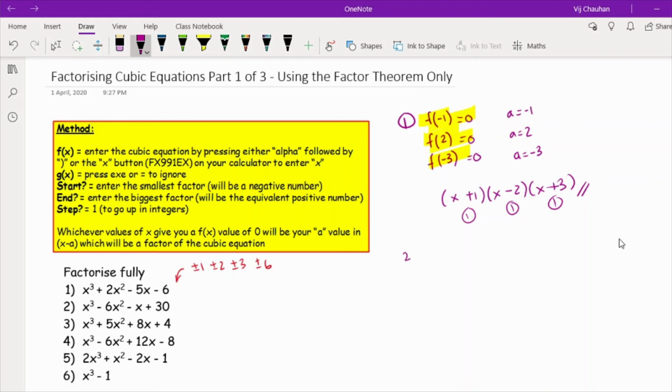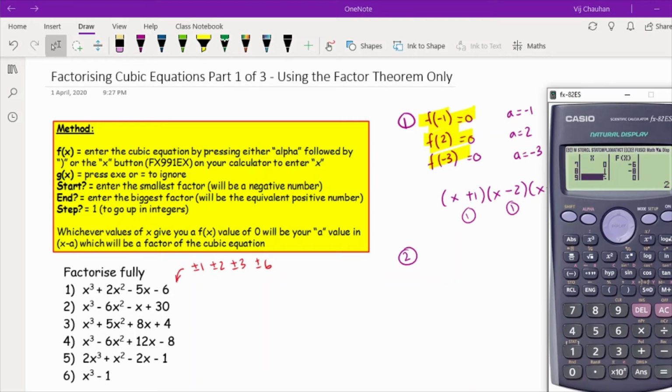So if I repeat the process for step number 2, then again, I get my calculator out and just reset it. What I'm going to do is alter this one just to save a bit of time. So let's just reset it. What I'm going to do is enter this calculation in. So I've got alpha x cubed, scroll across, minus 6 x squared, minus x, plus 30.